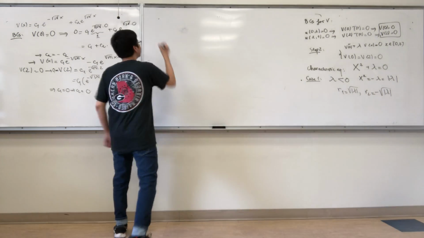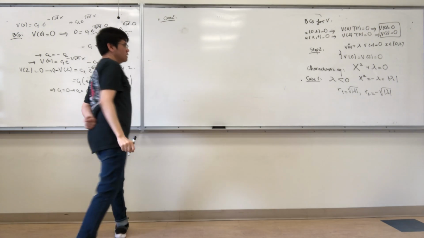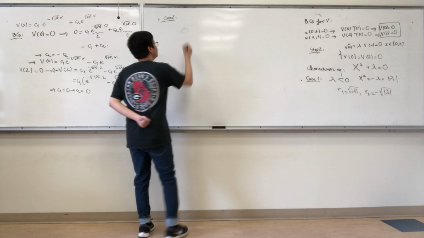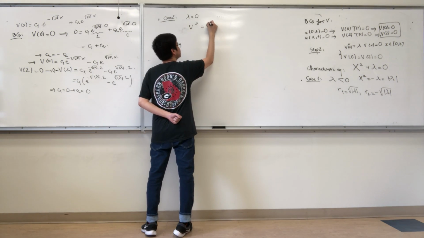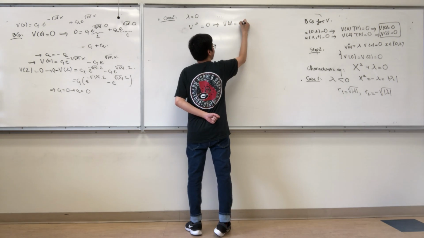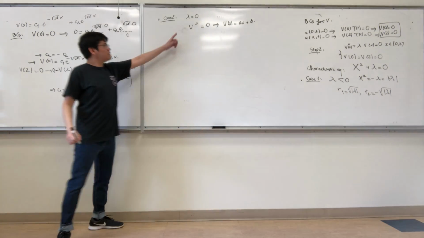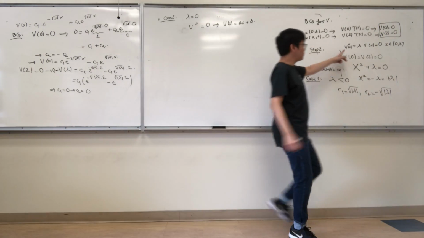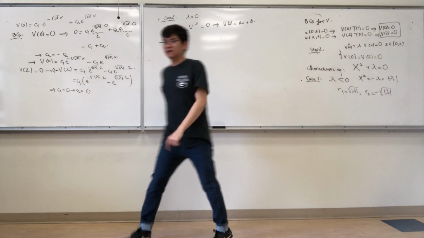Case number 2, when lambda is 0. When lambda is 0, you have v second is 0, which means that v of x will be ax plus b. Right? When lambda is 0, you replace it here, you have v second is 0, which means that v has to be ax plus b.